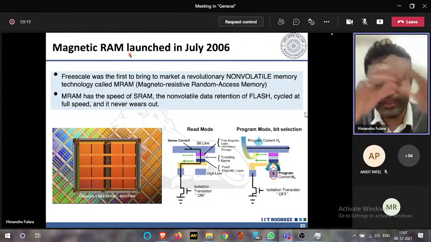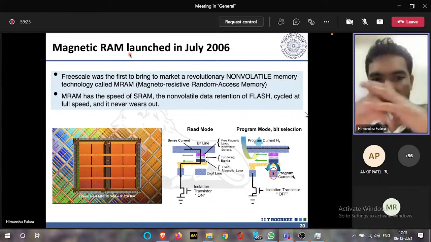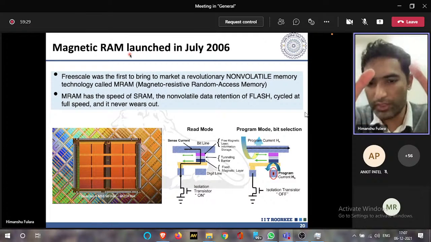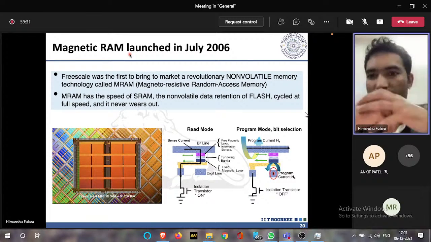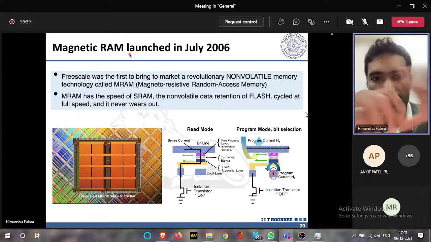So in order to commercialize such devices, you need to deal with several things like cost, durability, these things. So there are some issues still, but it was already launched in 2006 by Freescale. And this is completely non-volatile memory.